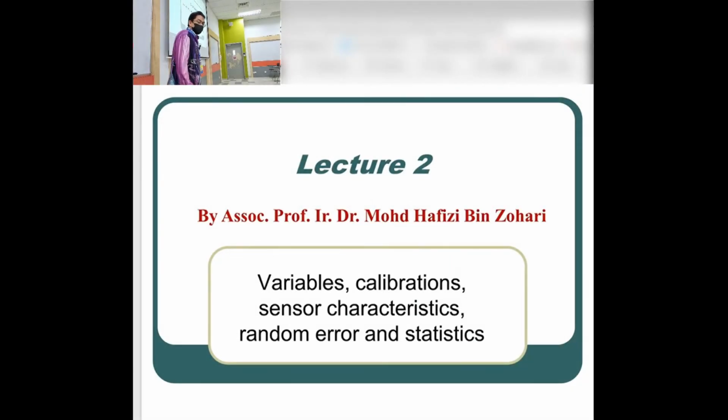Lecture 2. I think this one also in the column I put as lecture 1. Variables, calibration and sensor characteristic, random error and statistics. All these things actually happen at the sensor parts. Okay, sensor parts. Now we go to details.